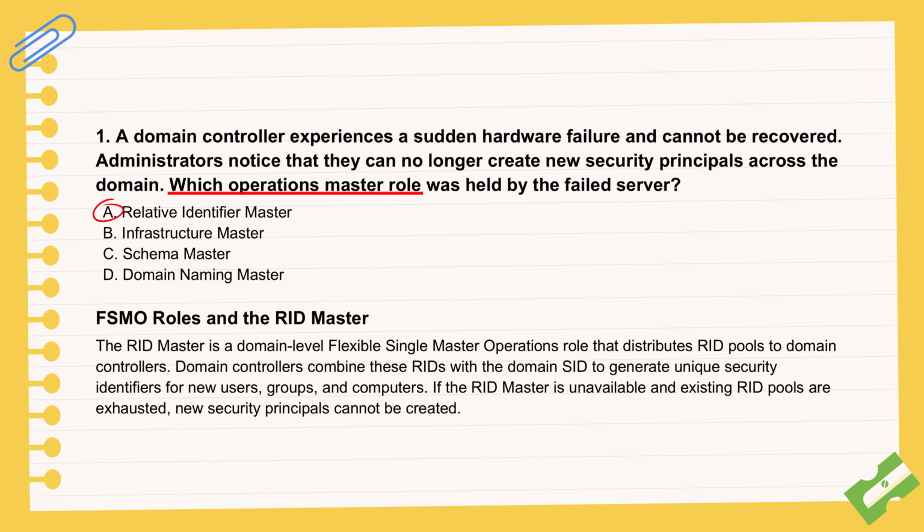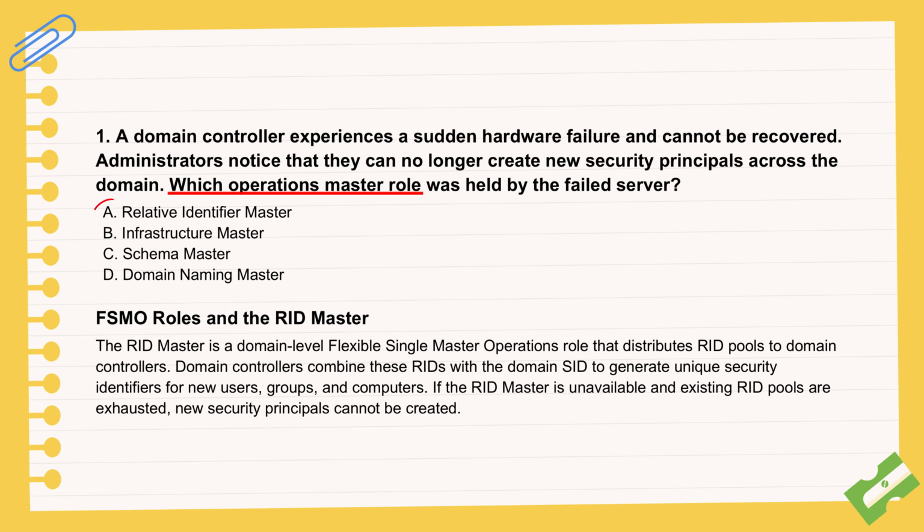And it's A because you haven't just lost a regular server, you have lost the relative identifier, or the RID master. Right, the RID master. But if I have other domain controllers up and running, why does losing this one specific role completely freeze my ability to make new accounts? Well, it comes down to how unique identities are built. Every user or group gets a security identifier, a SID, and that SID is a combination of the domain's root identifier and a highly unique RID.